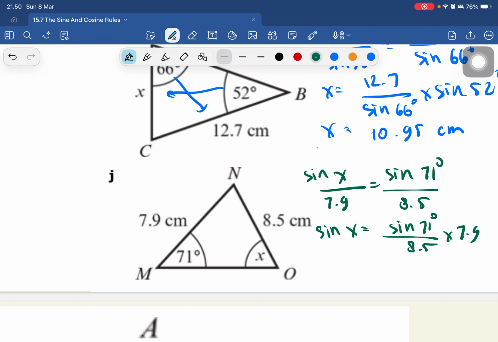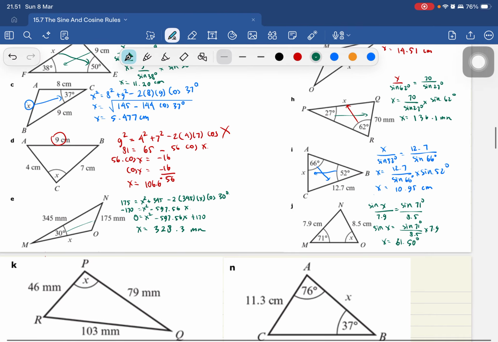So we will use the inverse. The angle of x that you will get from your calculator is 61.50 degree.